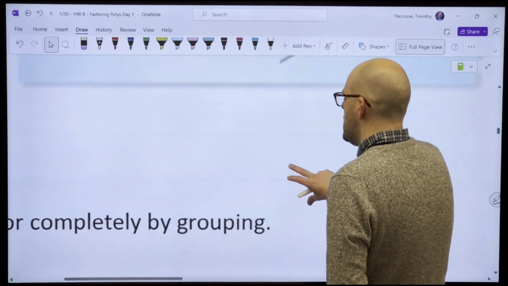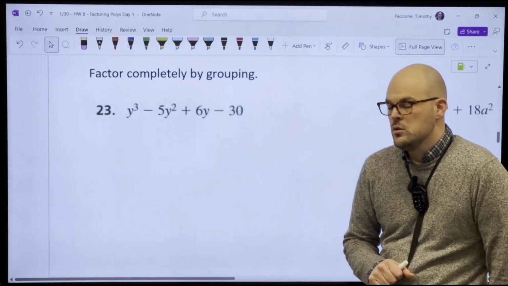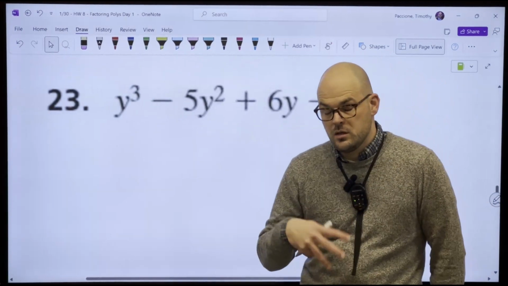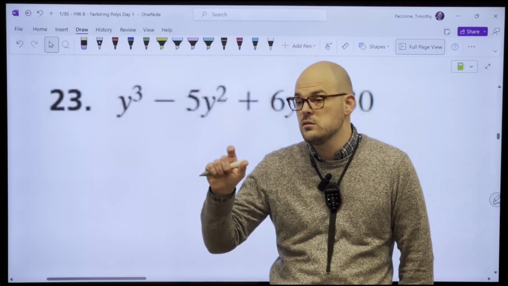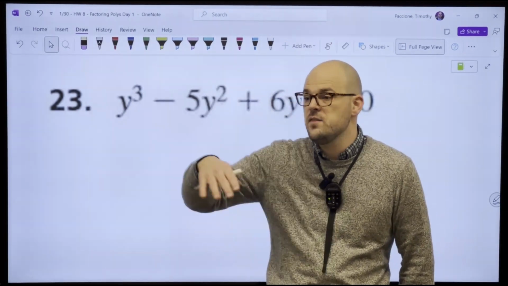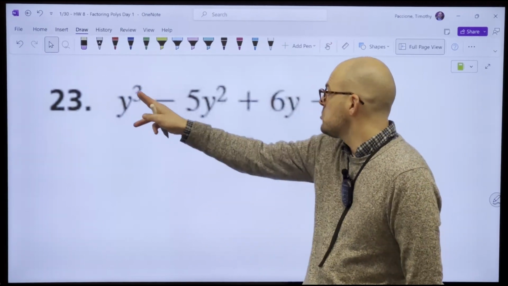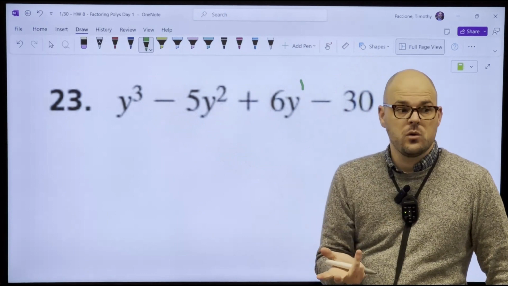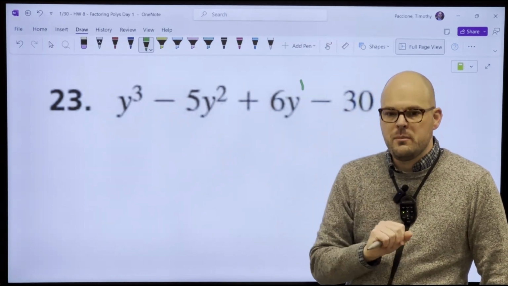Okay, grouping. Do we have one of these that we would like to see? Number 23, okay. With grouping, the first step for any of these problems is to recognize the problem for what it is and then decide on your method. You notice you have 4 terms, and it goes 3, 2, 1, nothing. That's an opportunity for grouping. So that might be a grouping problem.